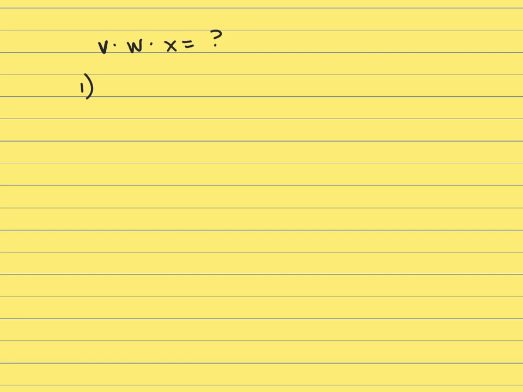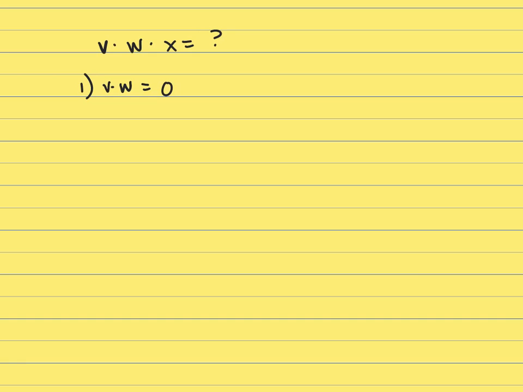We are asked to find the product of V times W times X. Well, let's look at clue 1. The product of V and W is 0. V times W equals 0.